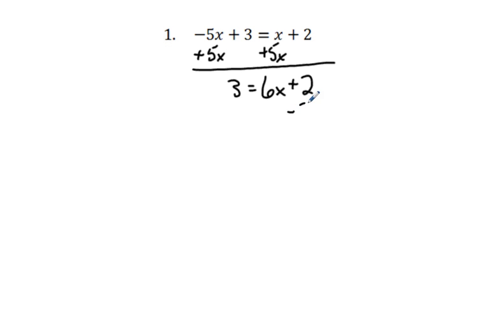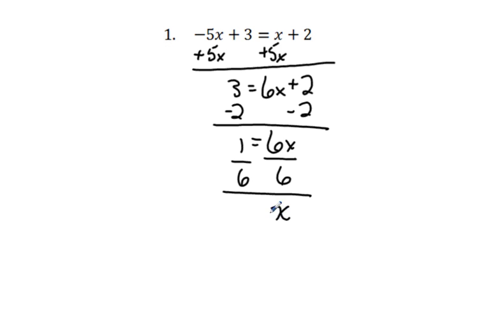So I'm going to subtract 2 next. So we get 6x is equal to 1. Divide both sides by 6. So you get x is equal to 1/6.